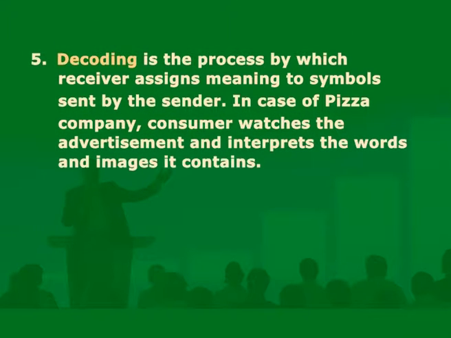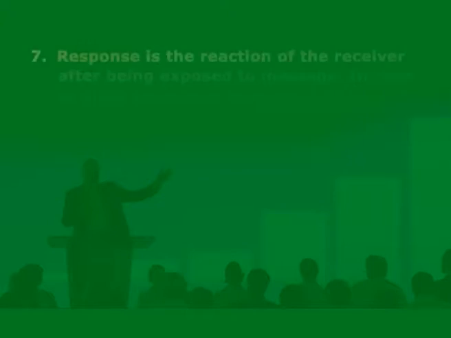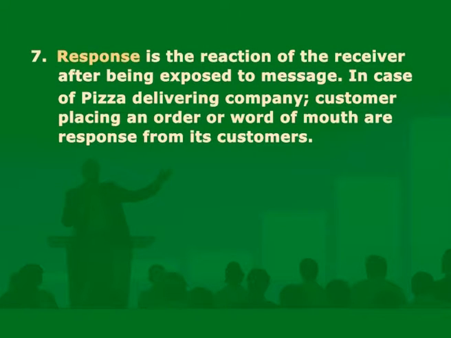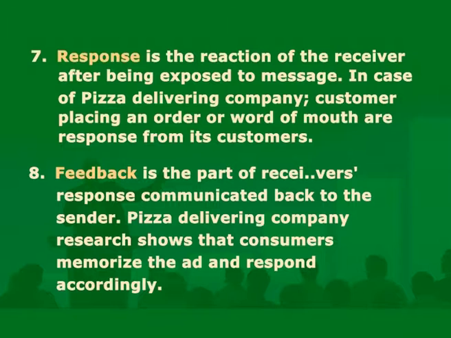Decoding is the process by which the receiver assigns meanings to symbols sent by the sender. In the case of the pizza delivery company, the consumer watches the advertisement and interprets the words and images it contains. Receiver is the party receiving the message sent by another party. Customers watching the advertisement are the receivers of the pizza delivery company. Response is the reaction of the receiver after being exposed to the message. In the case of the pizza delivery company, it is the customer placing an order or word of mouth. Feedback is the part of the receiver's response communicated back to the sender.